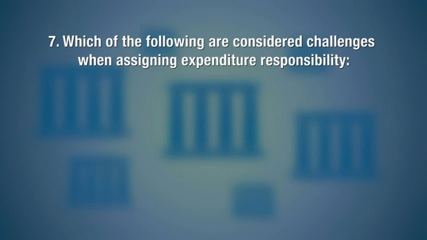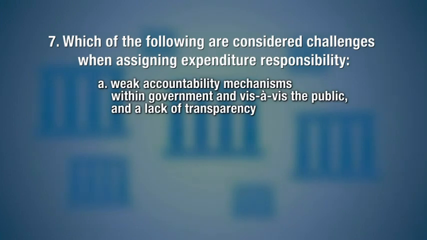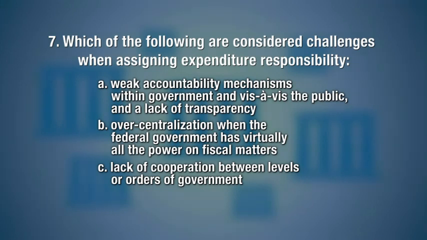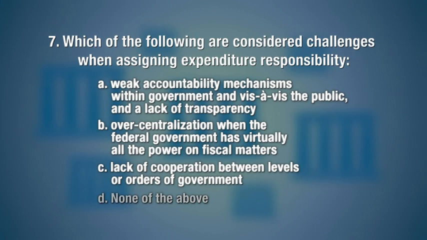7. Which of the following are considered challenges when assigning expenditure responsibility? A. Weak accountability mechanisms within government and vis-a-vis the public, and a lack of transparency. B. Over-centralization when the federal government has virtually all the power on fiscal matters. C. Lack of cooperation between levels or orders of government. D. None of the above. The answer to number 7 is A, B, and C. Weak accountability, over-centralization, and lack of cooperation are all problems federations must seek to avoid.